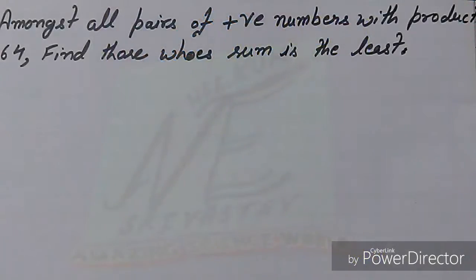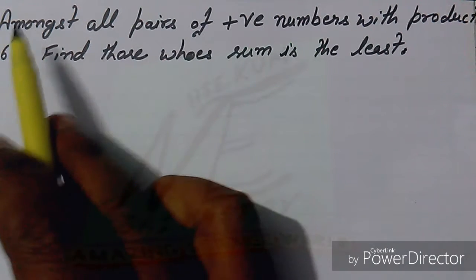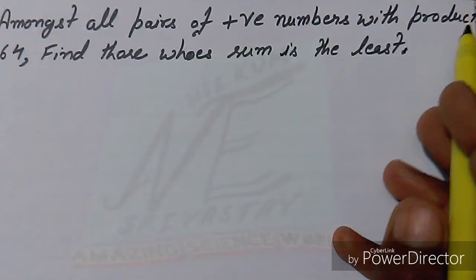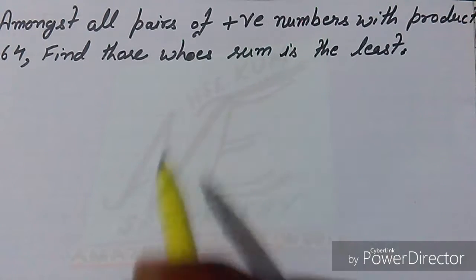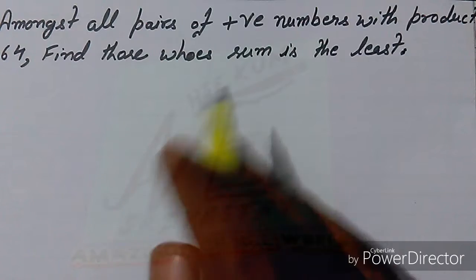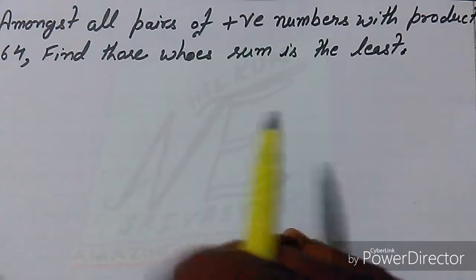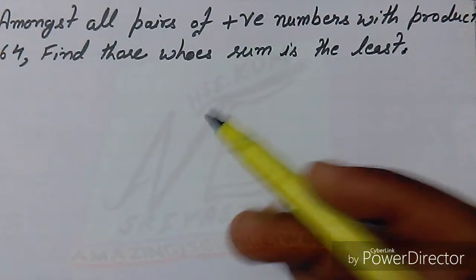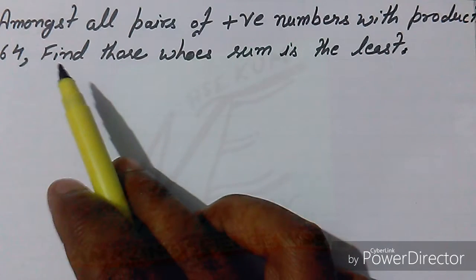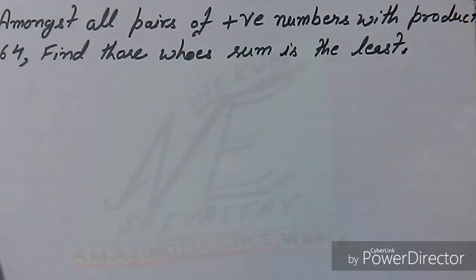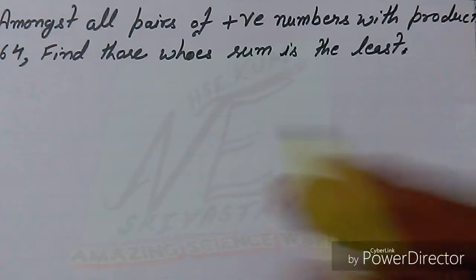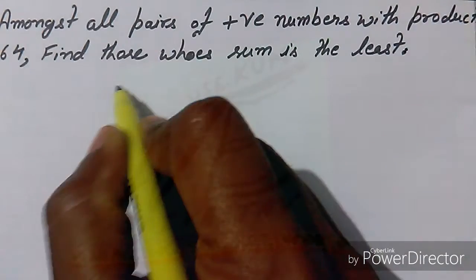I come with a new question that is so much more difficult. Of all pairs of positive numbers with product 64, find those whose sum is least. Now this is a question of maxima and minima, because in the last line it says find those whose sum is the least, and least means minimum, so the sum is also minimum.